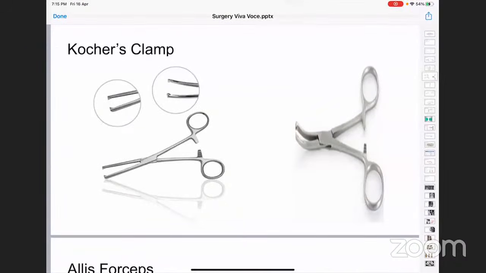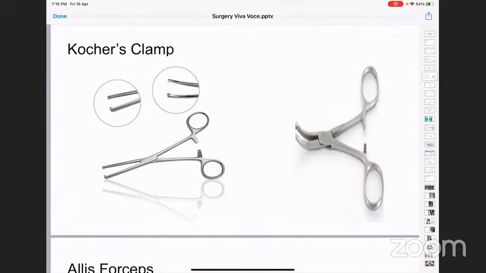So one other important forceps or clamp that we use in our surgeries is the Kocher's clamp. When you identify this instrument properly in your VIVA VOCE, it will lead to a series of questions about Kocher. Kocher is one very important celebrity in surgery. His complete name is Emil Theodor Kocher. He is a Nobel laureate in surgery, which is why you have to know everything about him.